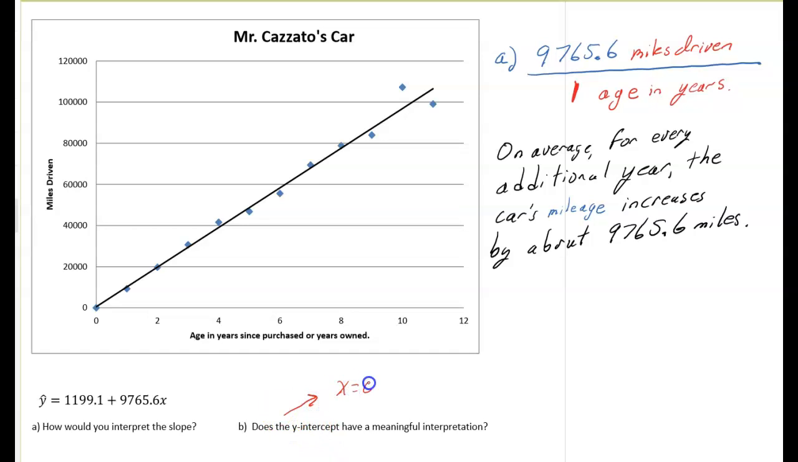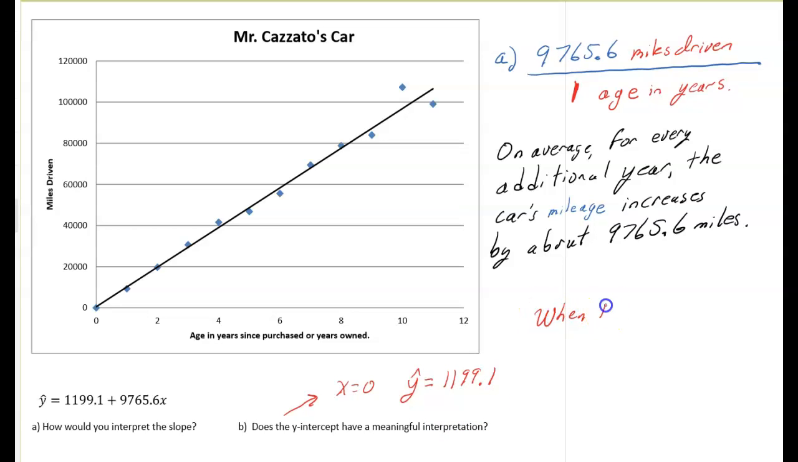And then the second question was, does the y-intercept have a meaningful interpretation? So again, x is equal to 0. So if x is equal to 0, y hat will be 1199.1. So does this have a meaningful interpretation? It does. What that means is when I bought the car, it had 1,199.1 miles. So what happened there was the dealer had driven the car for about 1,100 or 1,200 miles before I actually purchased it. So sometimes the dealers drive the cars themselves. Other people test drive the cars. So when I bought the car, it had 1199.1 miles. So that would be the interpretation.